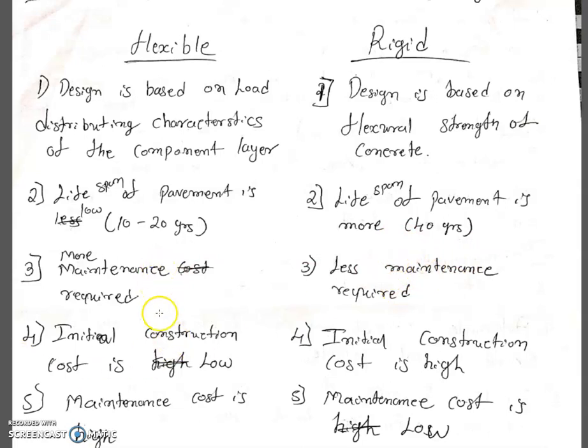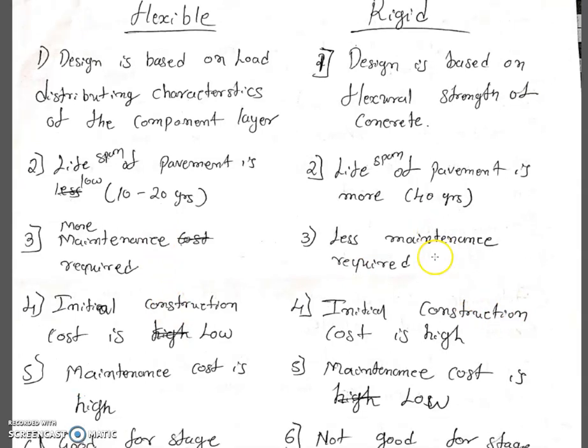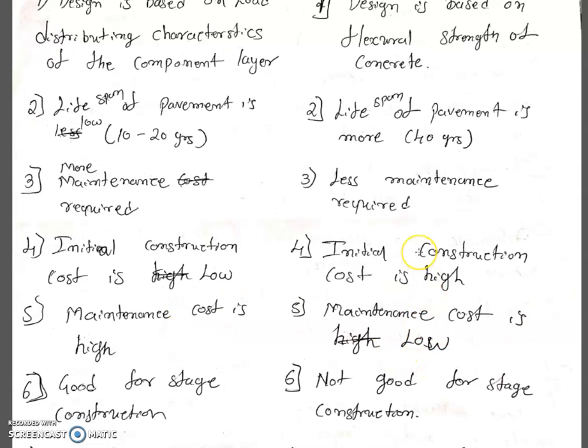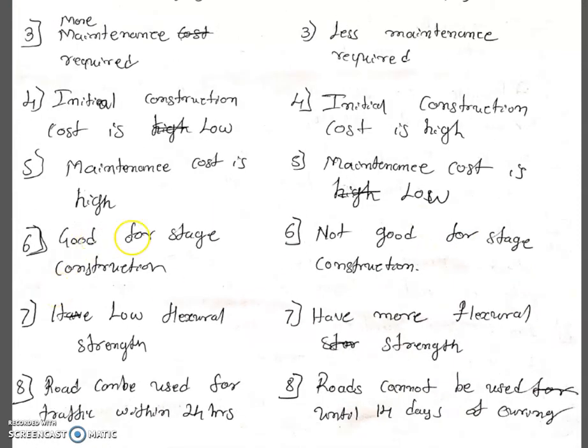Initial construction cost is very low. Here construction cost is high. Here, maintenance cost is high. Here, maintenance cost will be low. It is good for stage construction. Suppose you get a thickness of 700 mm, we can construct in the first stage. Due to the lack of budget, we can construct up to 400 mm, and the remaining 300 mm can be constructed whenever we get the budget.